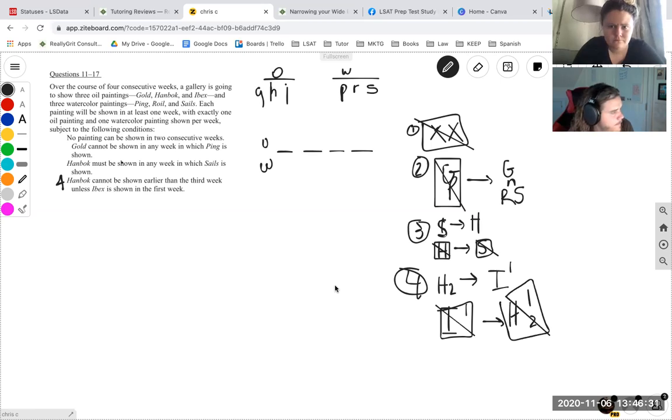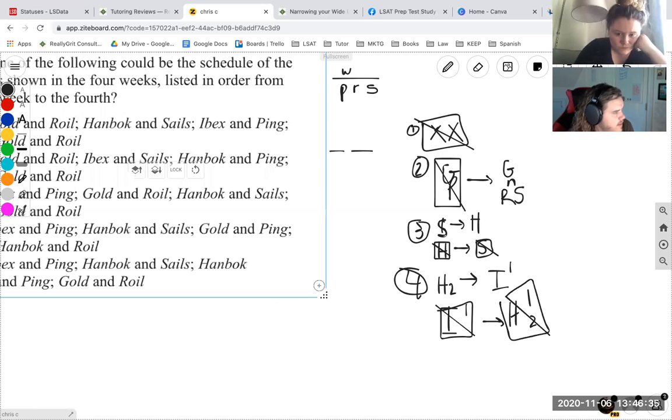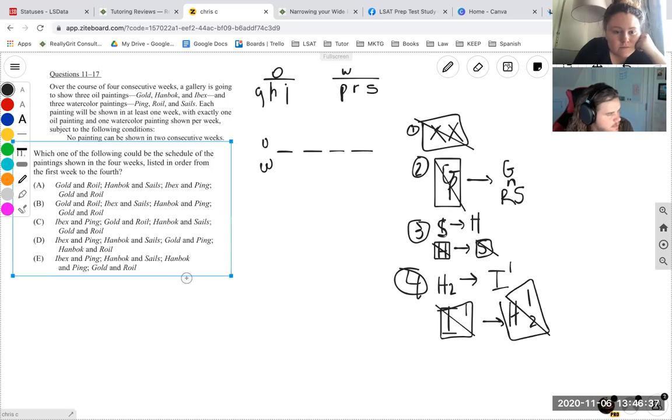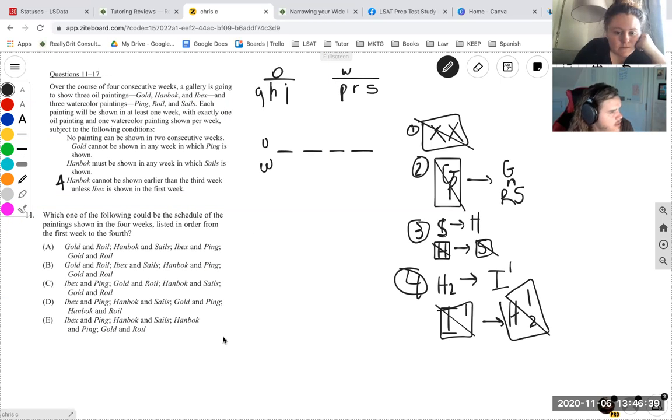Okay. All right, which of the following could be the schedule of the paintings shown in the 4 weeks listed in order from the 1st week to the 4th? Okay, so the first thing I'm going to do is see if I can eliminate any with the first rule. I start with the first rule and go through all 5 answer choices. So no painting can be shown in 2 consecutive weeks.